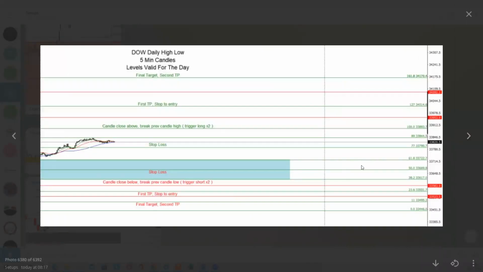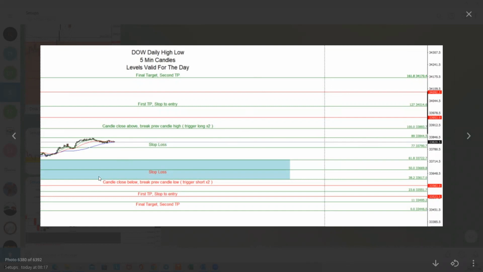On the Dow daily high low, currently between levels of 77 and 89. If you look at the moving averages, quite a little bit squished. But for an uptrend, we want a candle close above the 100 level, break previous candle high to aim for the 127 first TP, 161.8 second TP, stop loss being at the 77.